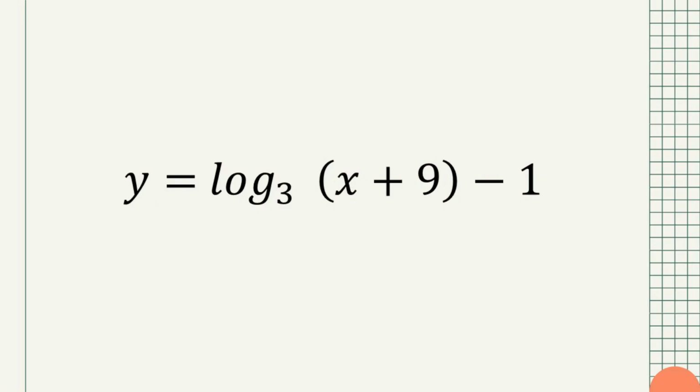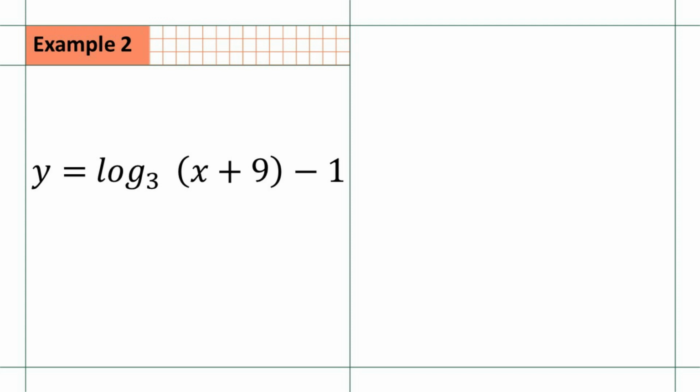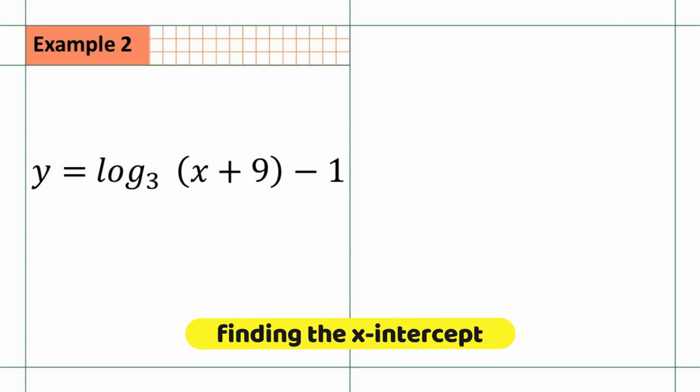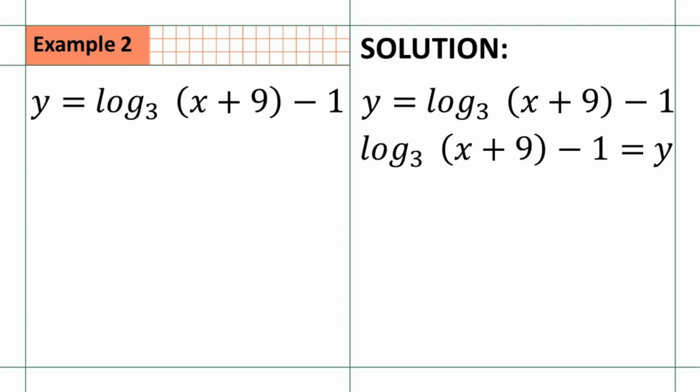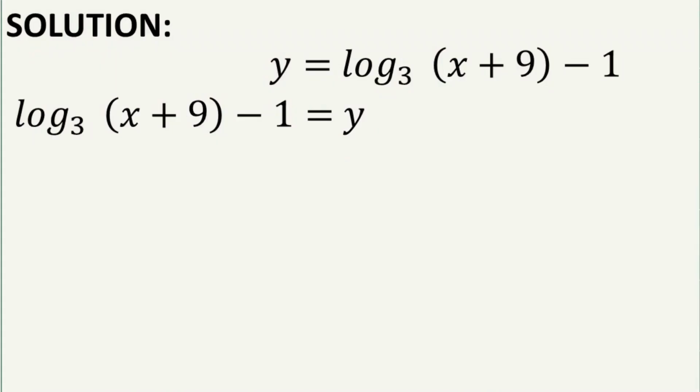Y equals the logarithm of the quantity x plus 9 to the base 3 minus 1. Again, let's start with the x-intercept. Just copy the given, but switch their places. So we now have the logarithm of the quantity x plus 9 to the base 3 minus 1 equals y.